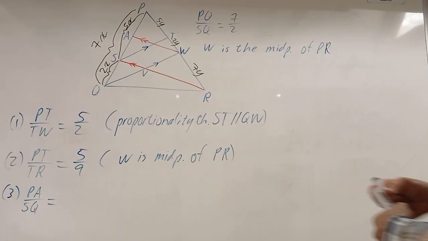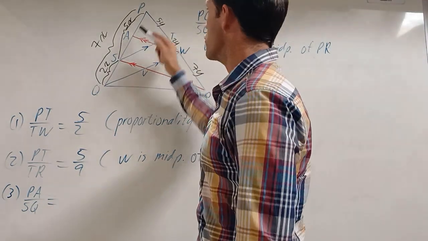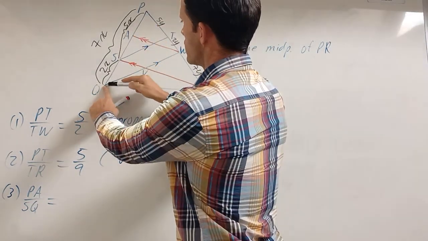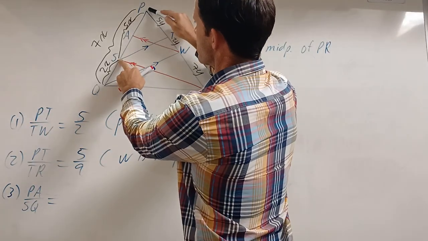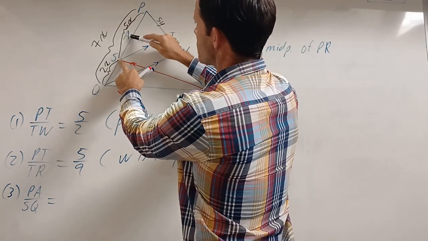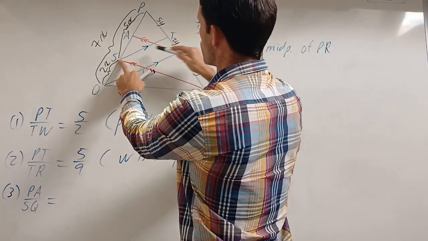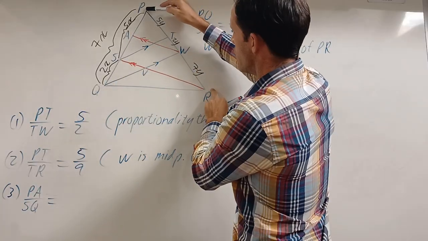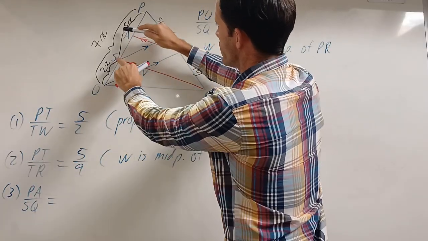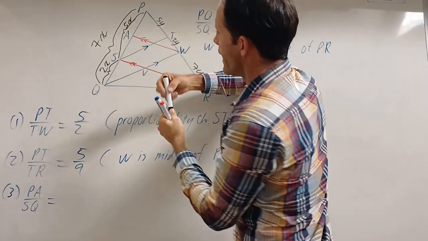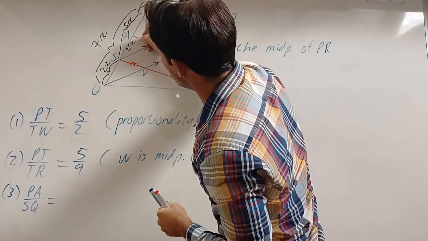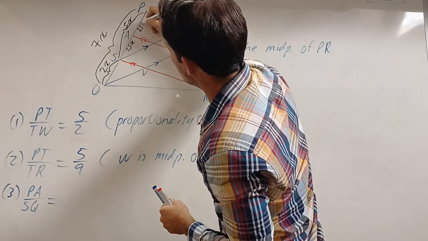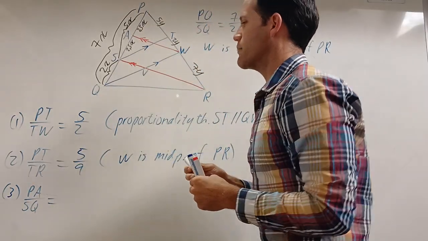Okay, so now to find PA over SQ. PA over SQ. So this part is 2x. Now this whole part is 5x. But A must be the midpoint of PX because W is the midpoint of PR. And these two lines are parallel. So we know that A must be the midpoint. So we can say that this part is 2,5x and this part 2,5x. So A is the midpoint.